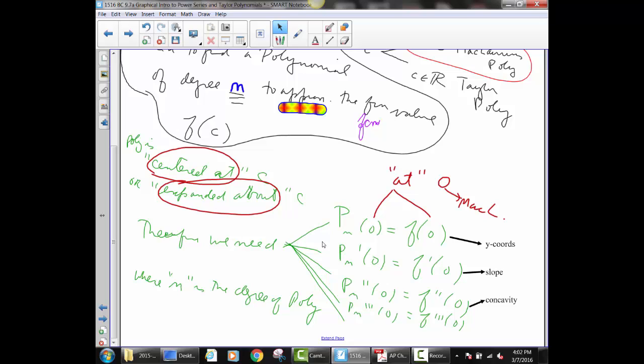So therefore, we're going to need, if it's at 0, which is Maclaurin's, f of 0 to equal Pn of 0. So you want their y coordinates to be the same at x equals 0. Then you want their slopes to be the same, which is the derivatives. Then you want their concavities to be the same, etc.